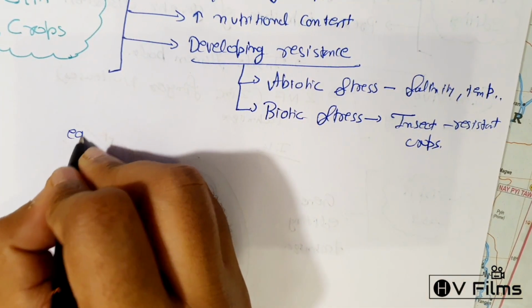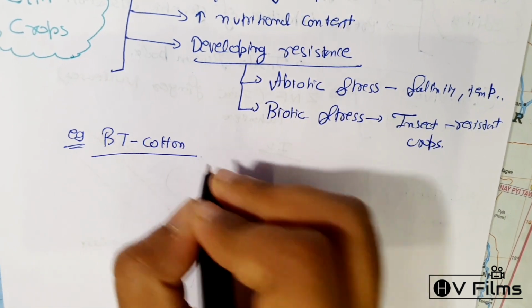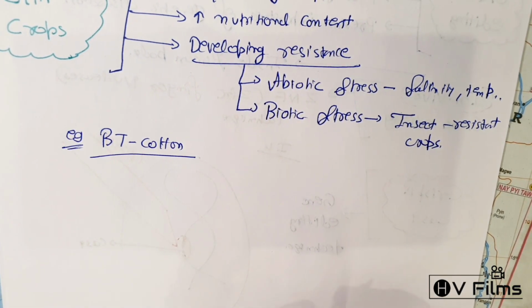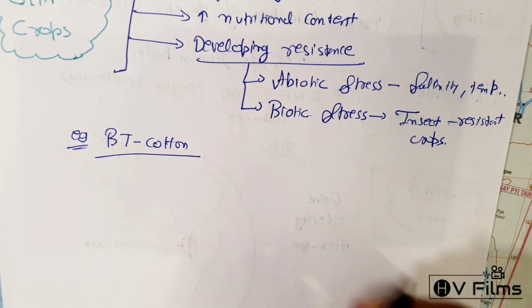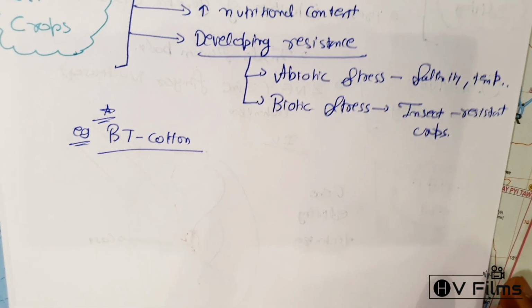Actually, the BT cotton is the only genetically modified crop that is commercially allowed in India from 2002. So that is actually important. That is the only genetically modified crop that is commercially allowed in India.